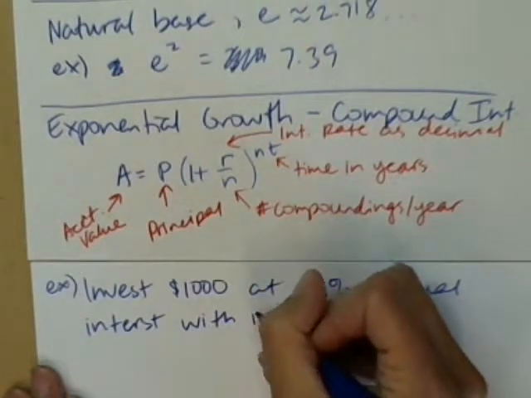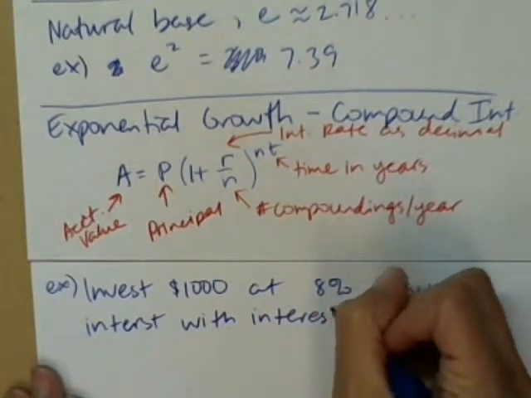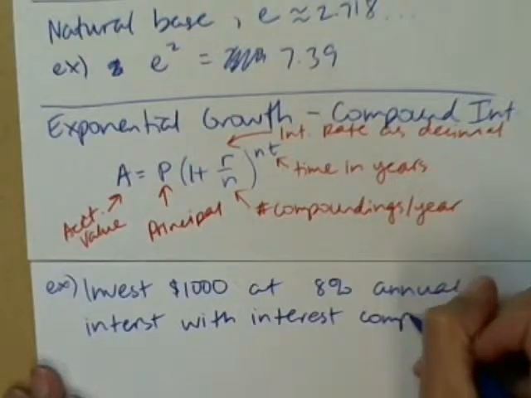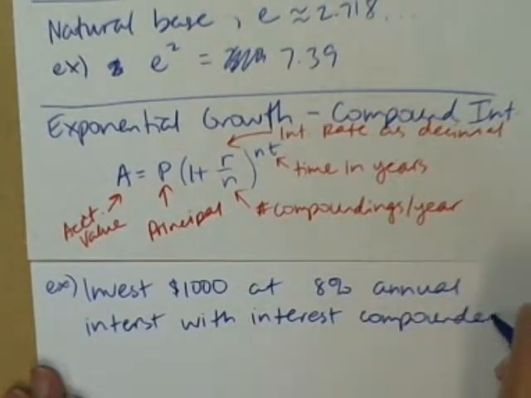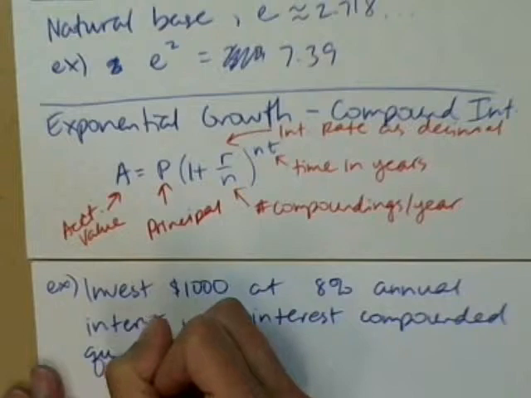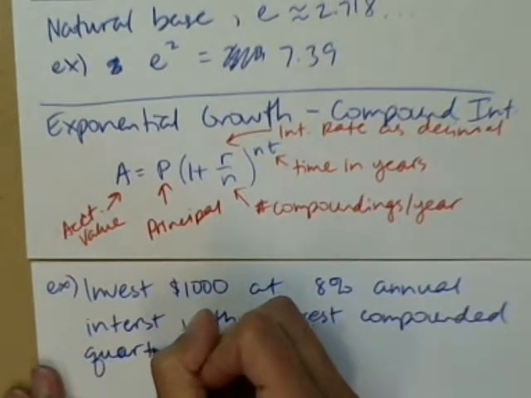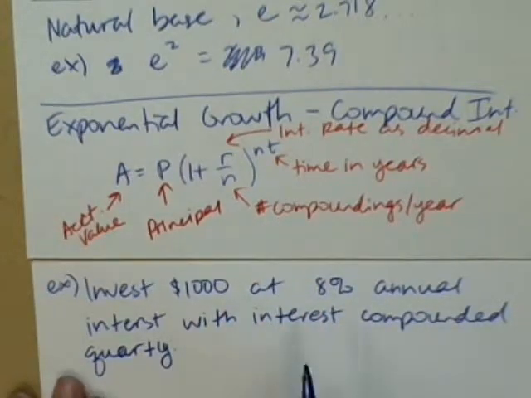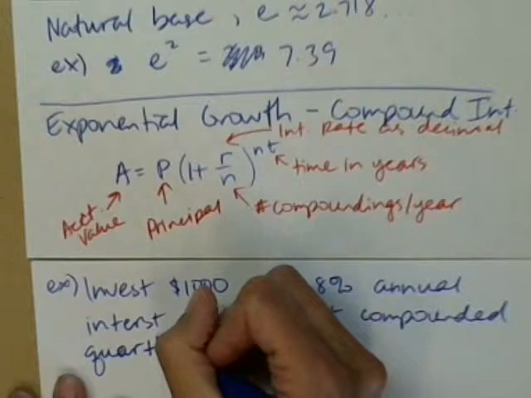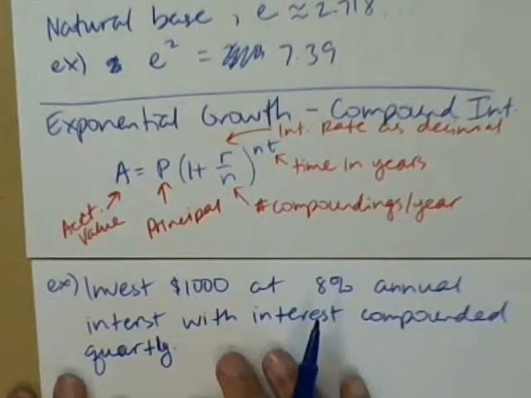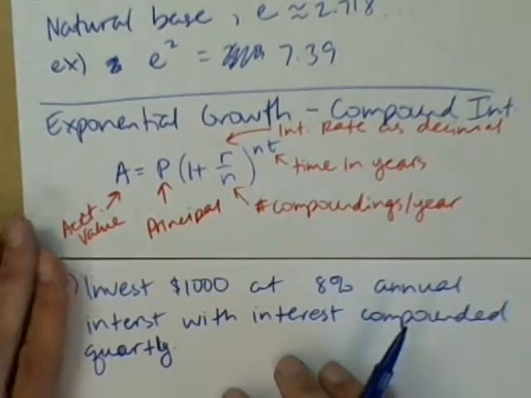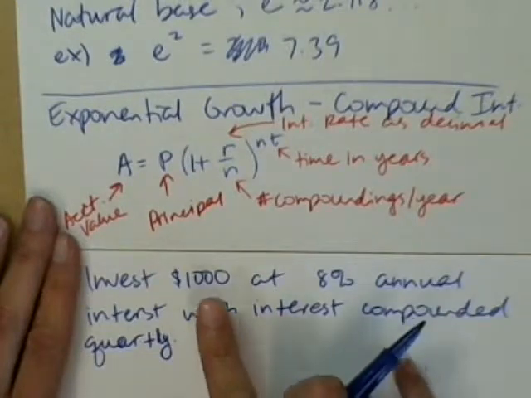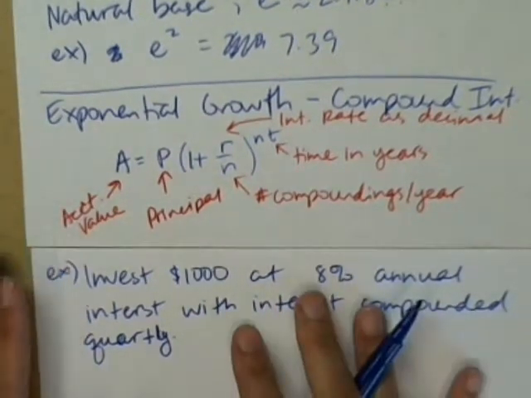With interest compounded quarterly. Compounded means that they're going to calculate how much interest you've gotten quarterly. They're going to calculate how much interest you've gotten after a quarter, which would be 3 months. And then they're going to add that back into your account, so the next time you get interest on your $1,000 plus the interest that you earned.